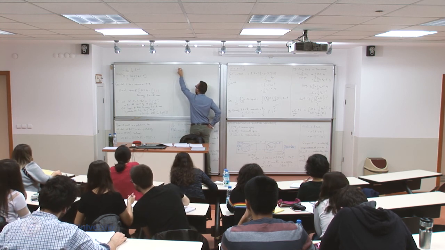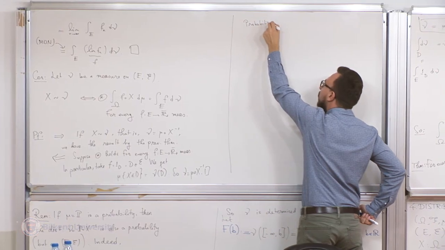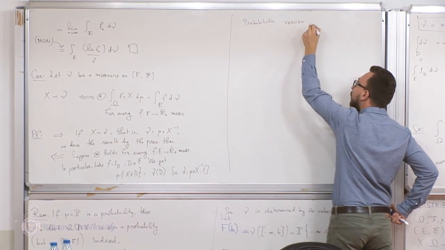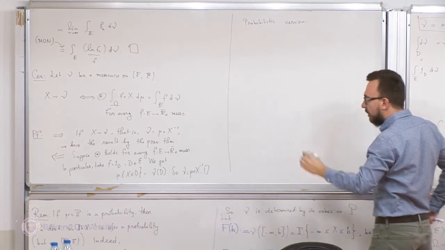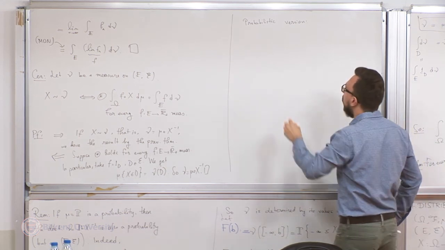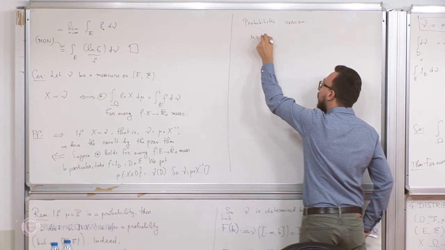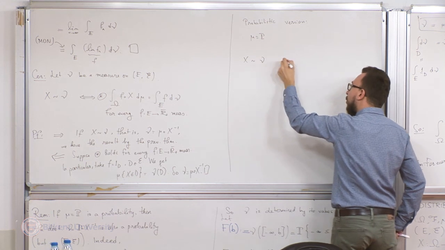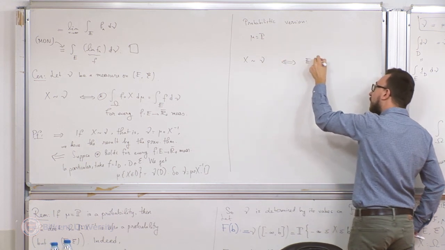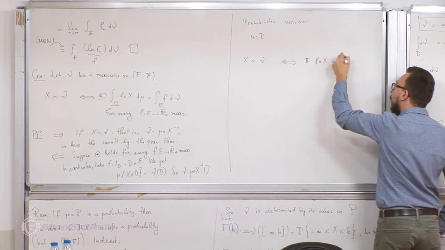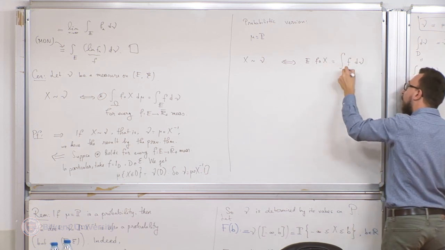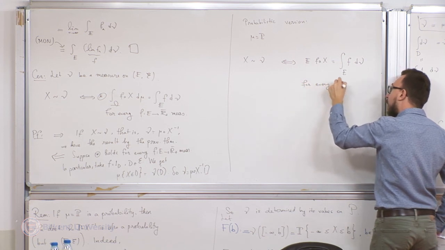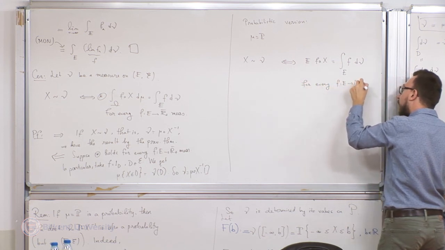So the probabilistic version is also very nice. I mean, there is nothing to prove for the probabilistic version. I will just replace everything with expectations and so on. So we have mu equals P is a probability, and we have X is distributed by this measure nu if and only if the expected value of f of X is equal to the integral of f d nu on E for every f from E to R bar that is measurable.